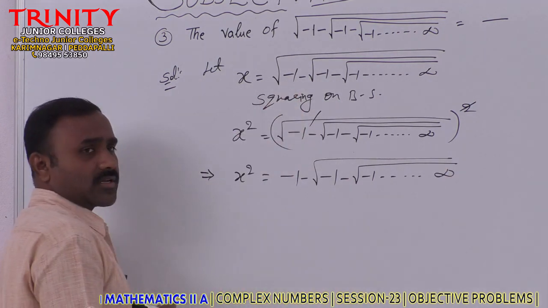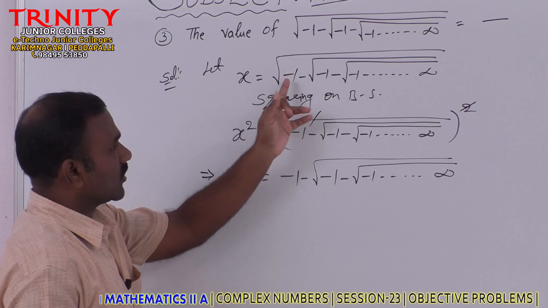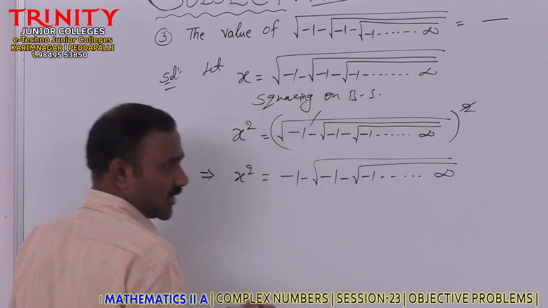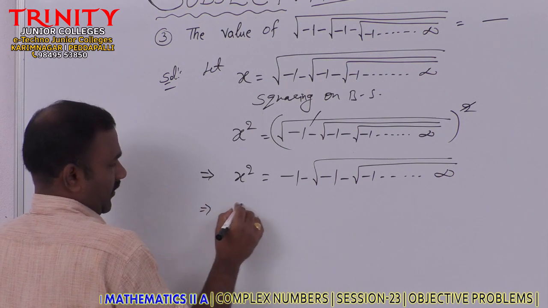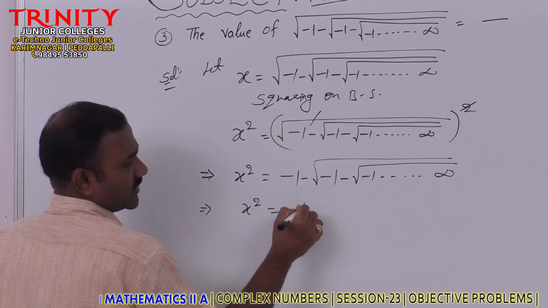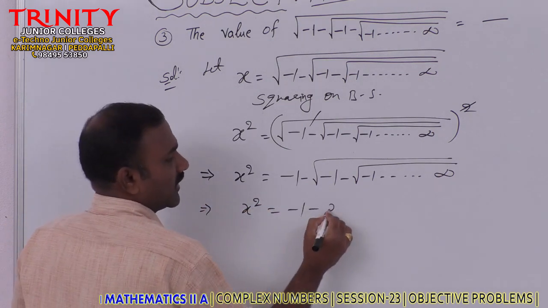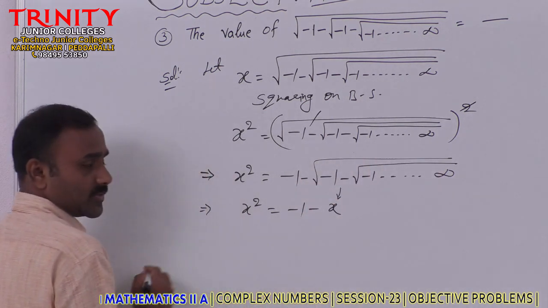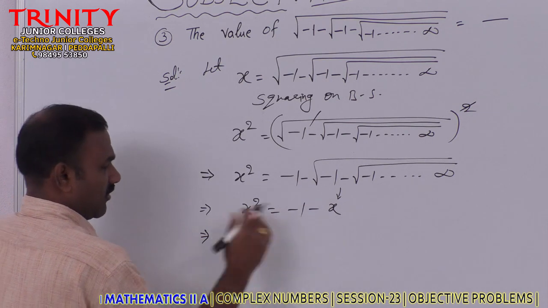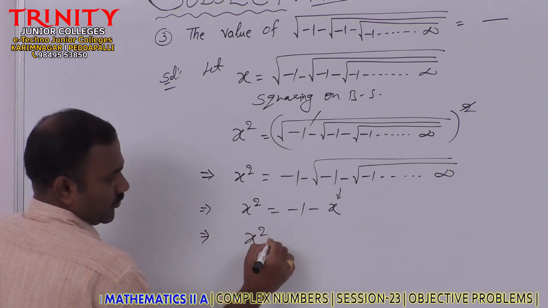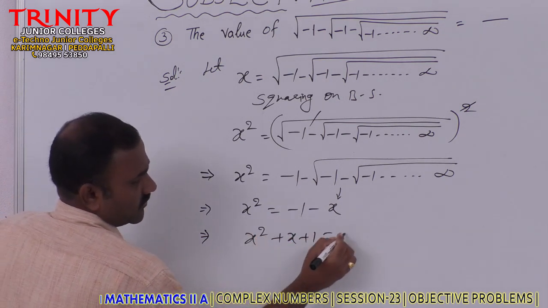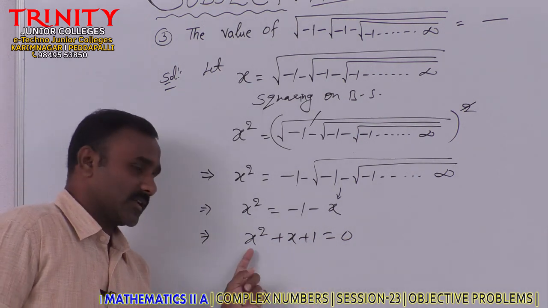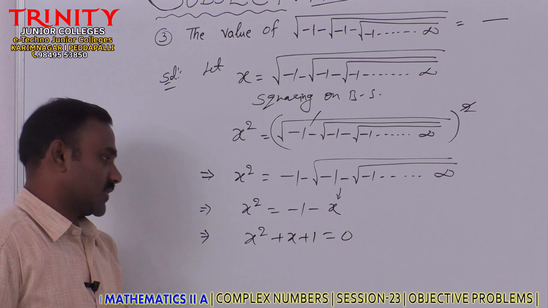Again this is the given problem as it is. x is equal to under root of infinite terms, and this is as it is infinite terms. So we are replacing this part as x: x square is equal to minus 1 minus x. Now take all these to one side: x square plus x plus 1 equal to 0. Now it is a quadratic equation in terms of x.